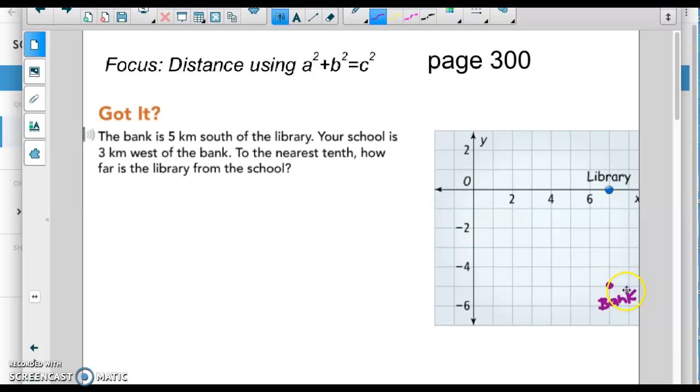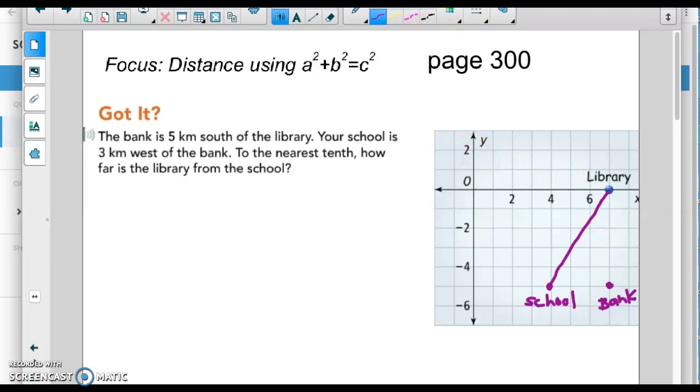Your school is 3 kilometers west. West is to the left. So I'm going to label this my school. And they want to know, as the crow flies to the nearest 10th, what the distance is from the library to the school. So we're not taking these streets. We're just going straight over like that.